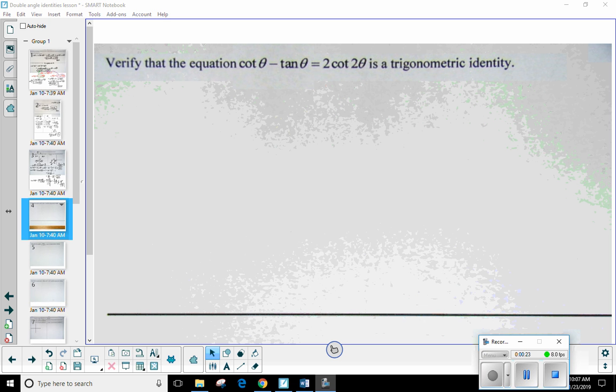But the big item tomorrow is your exam. Now remember, it's going to cover basically two topics. You're going to have all the identities that we've been studying since before Christmas, but also the sum and difference identities. We want to make sure we're very familiar with those.